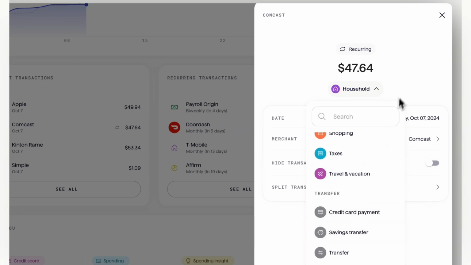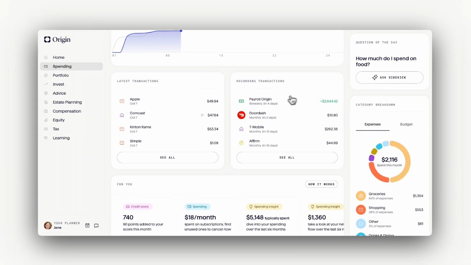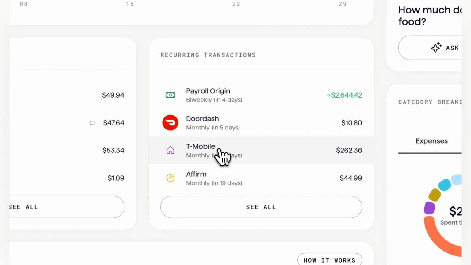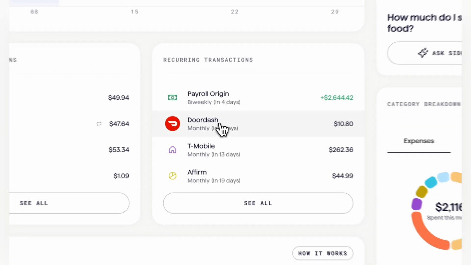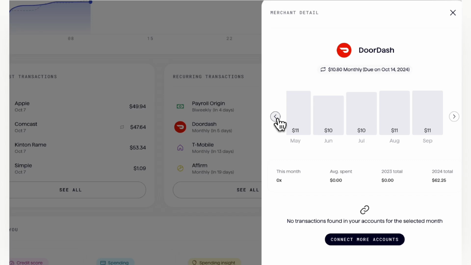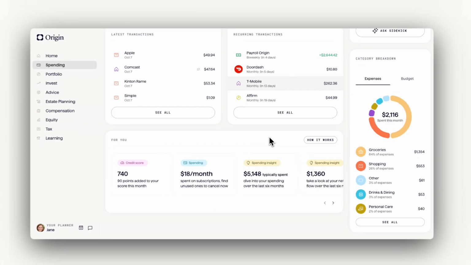Next, you can see your recurring transactions and what transactions you should expect soon. In this case, we have a paycheck coming up. We also have some subscriptions that you can dig into and understand how much you've been spending on that particular vendor. Next, we have a category breakdown.